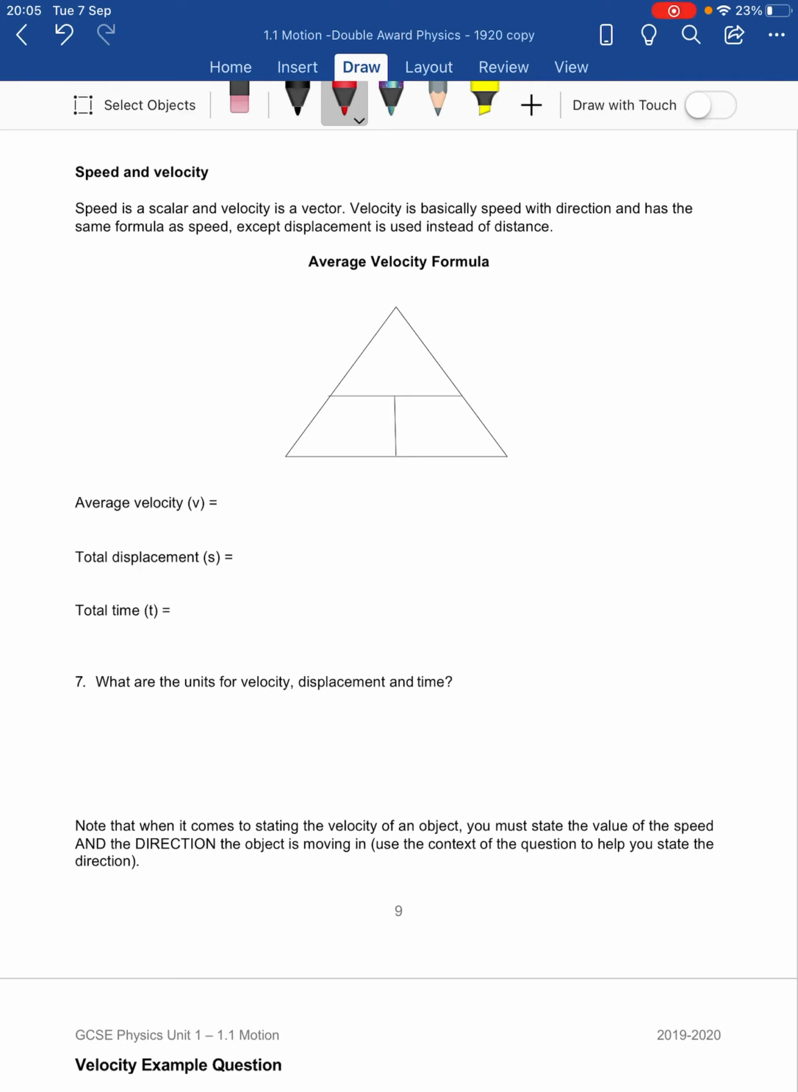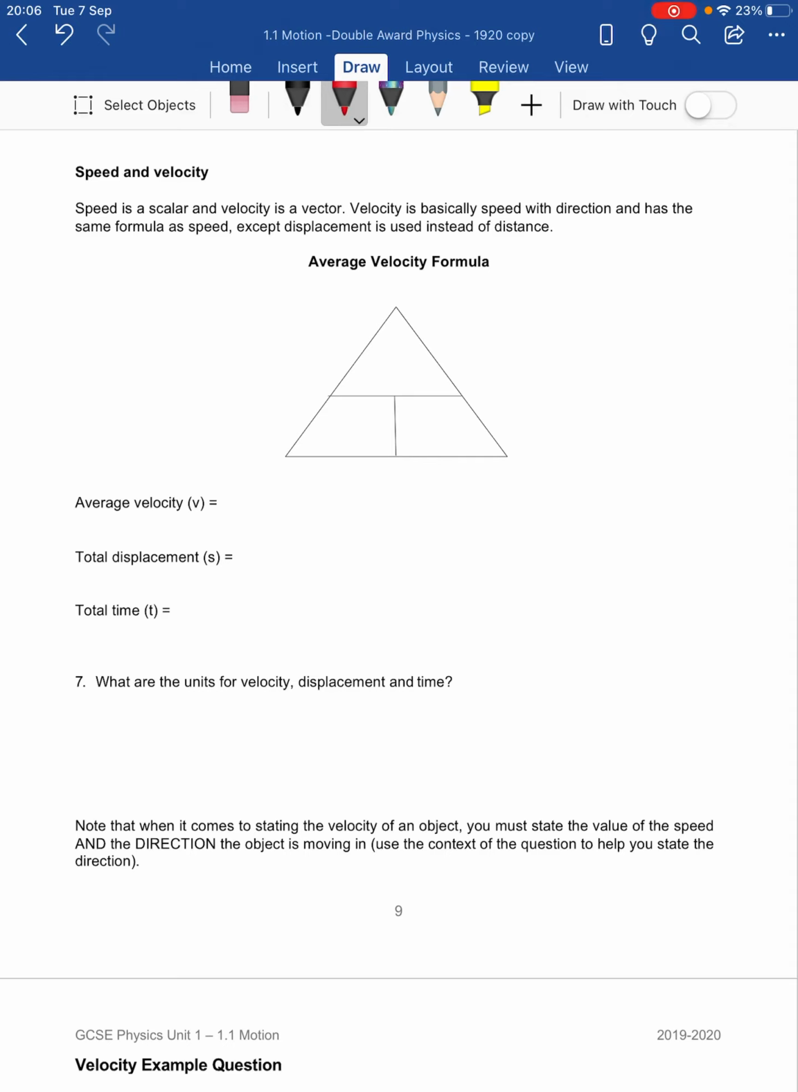What we're going to have a look at now is the formula we use when we're dealing with vector instead of scalar. So scalar is speed, distance and time. Vector is velocity, displacement and time. Now it's similar but different, and it's quite important that we see the difference in it.